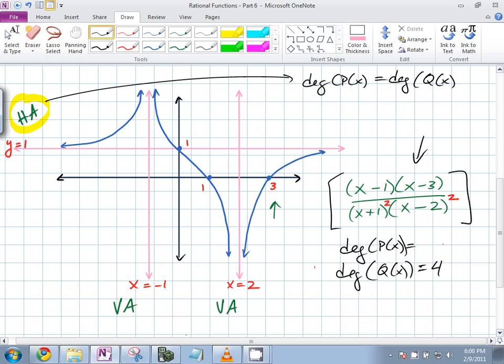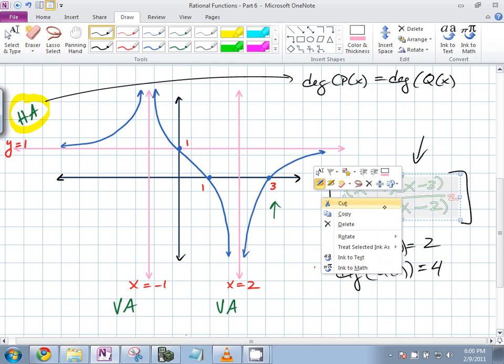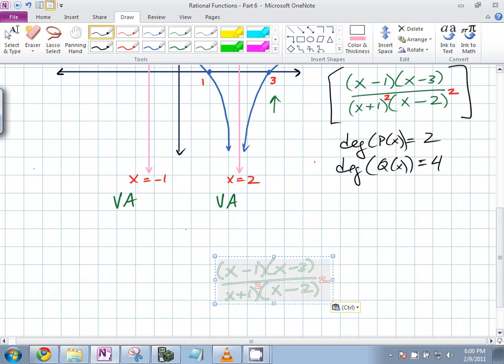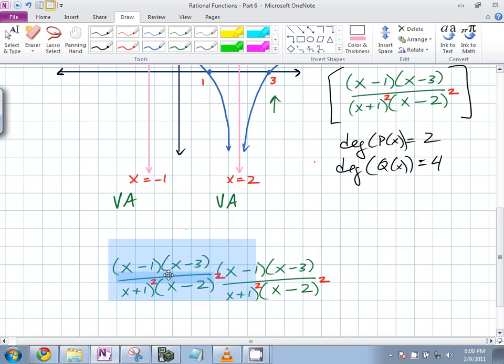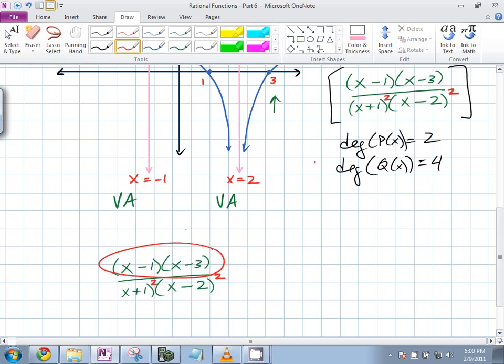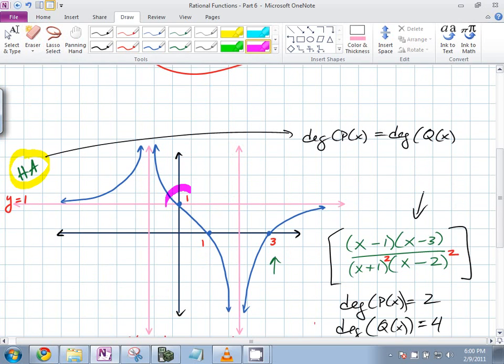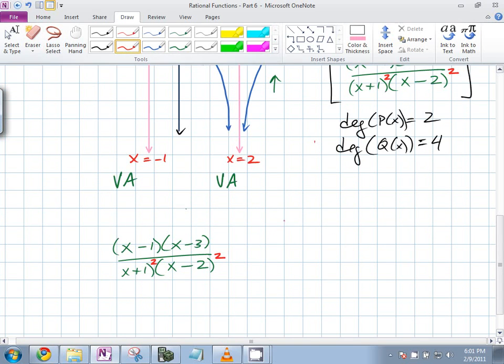Well, we need to add something to the numerator that increases the power. We need to add something to the numerator that increases the overall degree of the numerator to 4. We want this degree to be 4. This is where it gets a little challenging because we also have to take into consideration the point right here. It's crossing at 1, meaning the y-intercept is 1. So we need to fulfill these things.